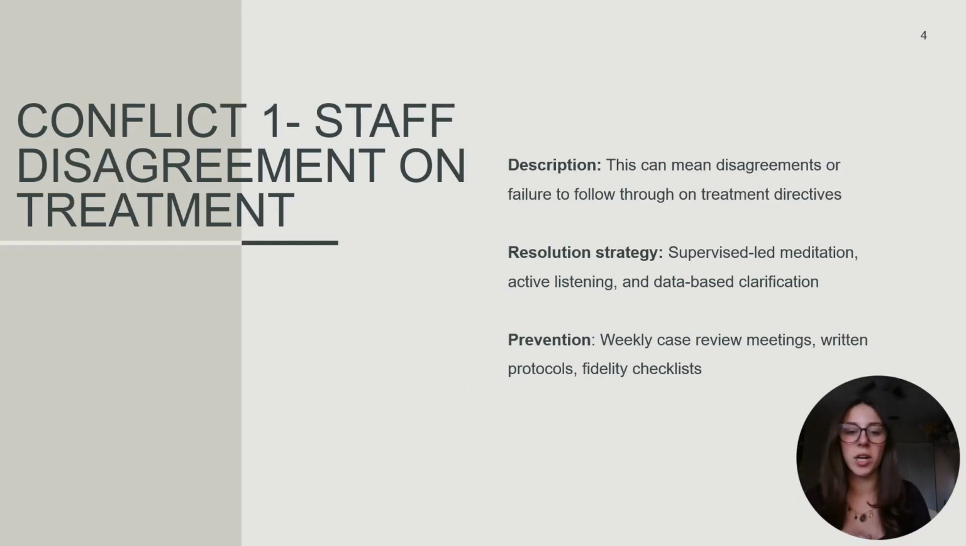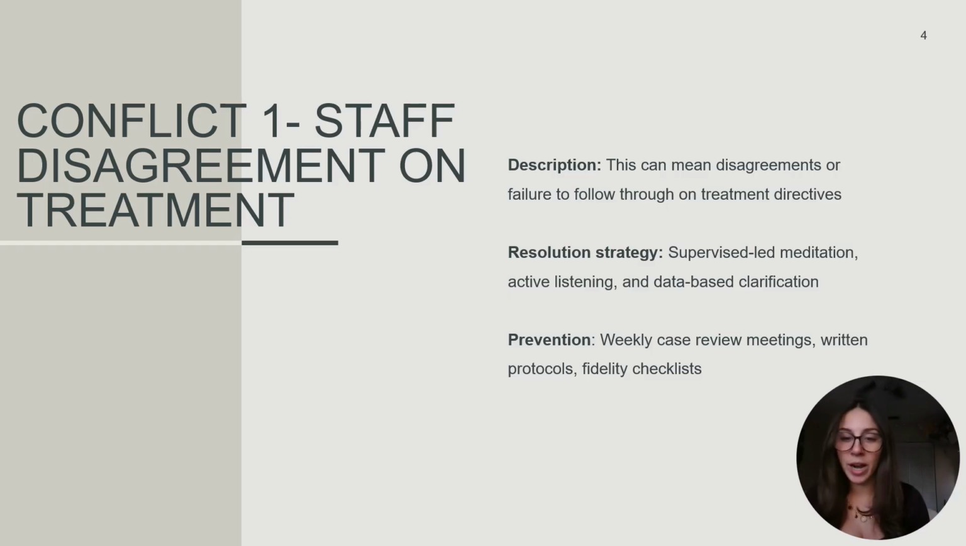Okay, so let's get started. Conflict one, staff disagreement on treatment. This is a common one. Let's say you and your coworker disagree with a part of a treatment plan, maybe the prompting level or how reinforcement is scheduled. So if you're ever finding yourself thinking this isn't the right way, remember that it's okay to feel unsure, but the correct response to that is to bring it to your supervisor privately and respectfully.